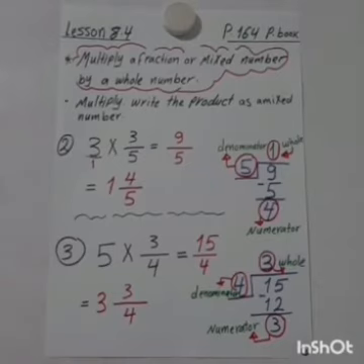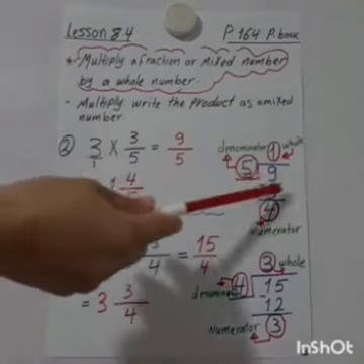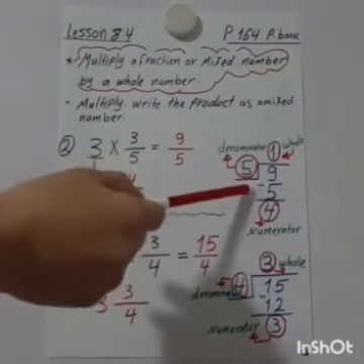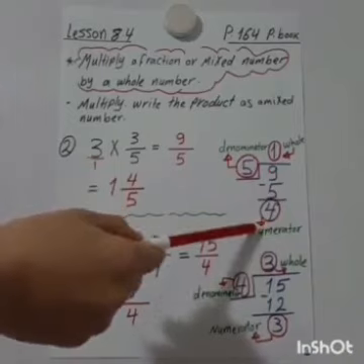And then, how many 5s in 9? I will look for something times 5 that gives me 9, or something closer to that, but smaller, not greater. So 1 times 5 equals 5. 2 times 5 equals 10. 10 is greater than 9, so I will take 1. 1 times 5 equals 5. And then 9 minus 5 equals 4.